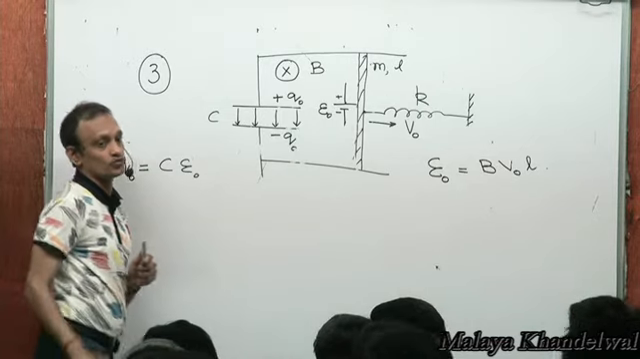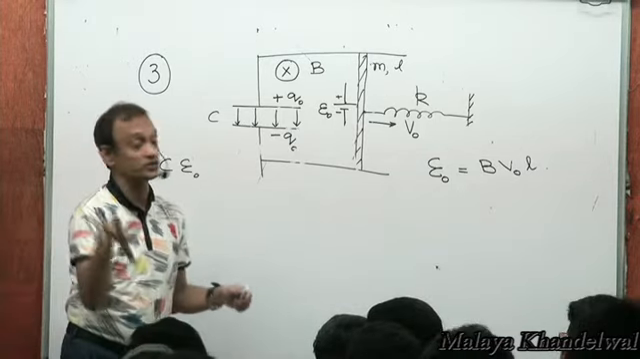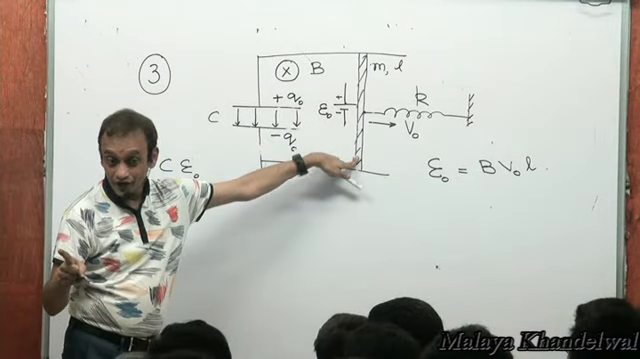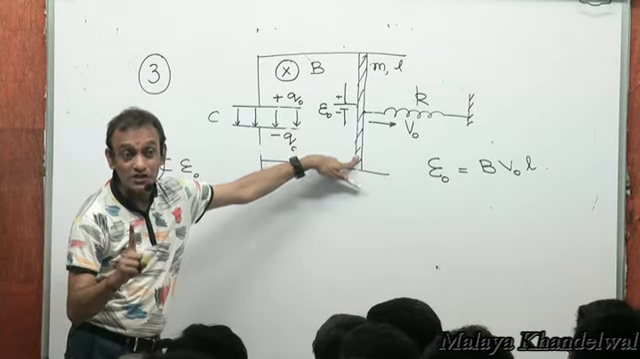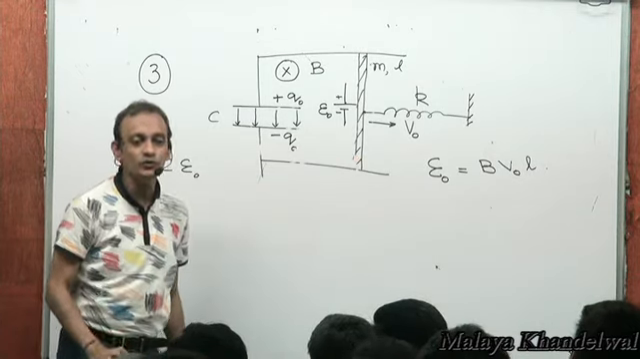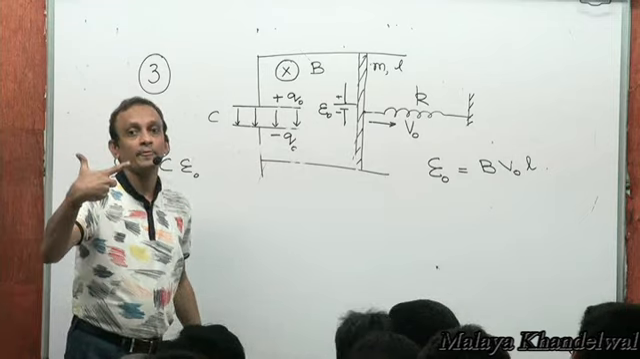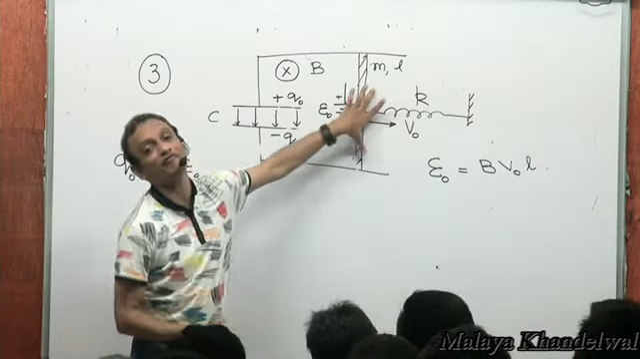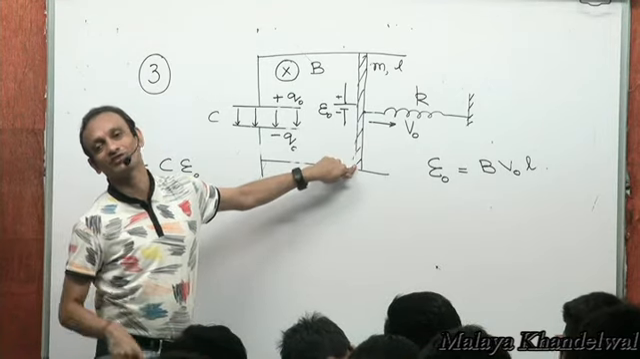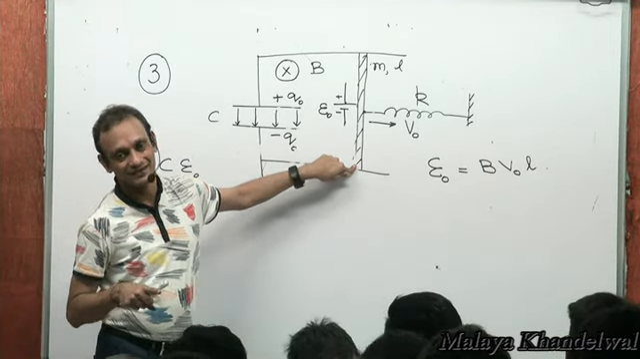So at time t equal to 0, what's the total energy of the system? Q naught squared by 2C plus half m v naught squared. So the energy imparted to the system is half m v naught squared plus Q naught squared by 2C. If the energy imparted was only half m v naught squared to the system, then the velocity of this would have been less than v naught. You know what I'm saying?